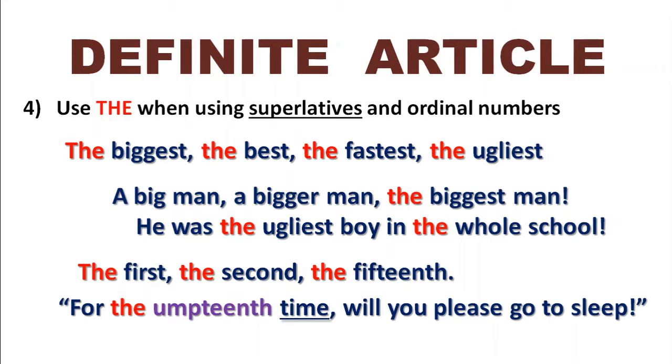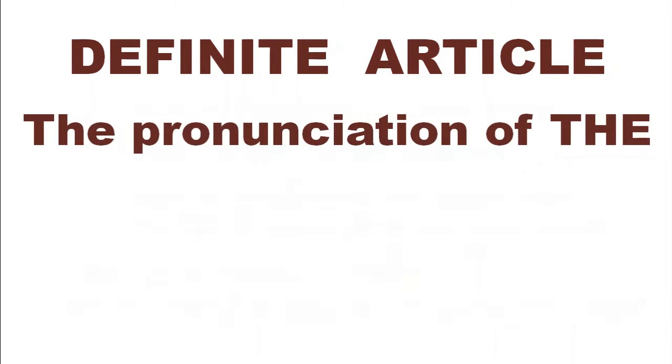So for the umpteenth time, we're using the ordinal number before the noun time. So we use the definite article the. For the umpteenth time, will you please go to sleep? Okay, one last thing before we leave the definite article, we need to think about the pronunciation of the. Now, you may think, what's he talking about? Let's have a look at it.